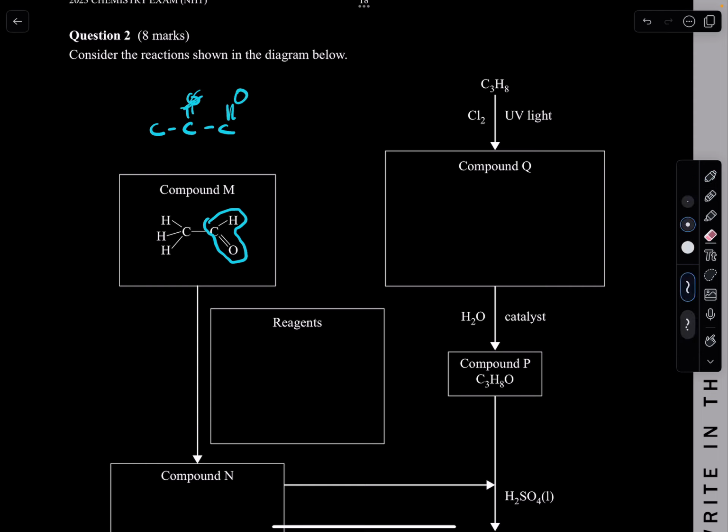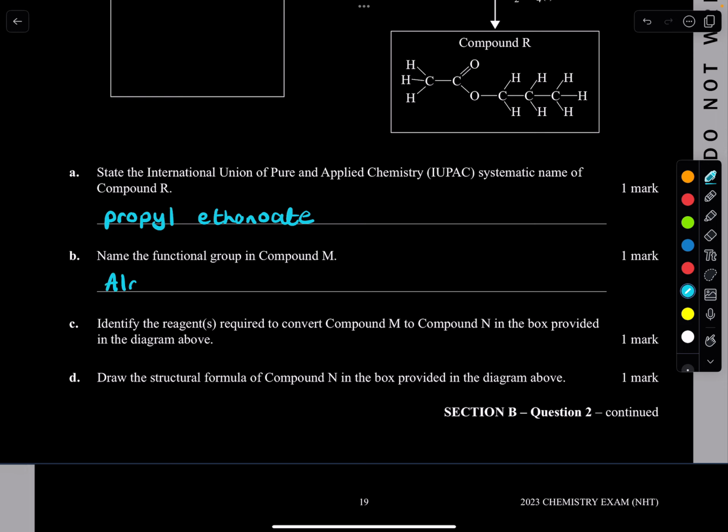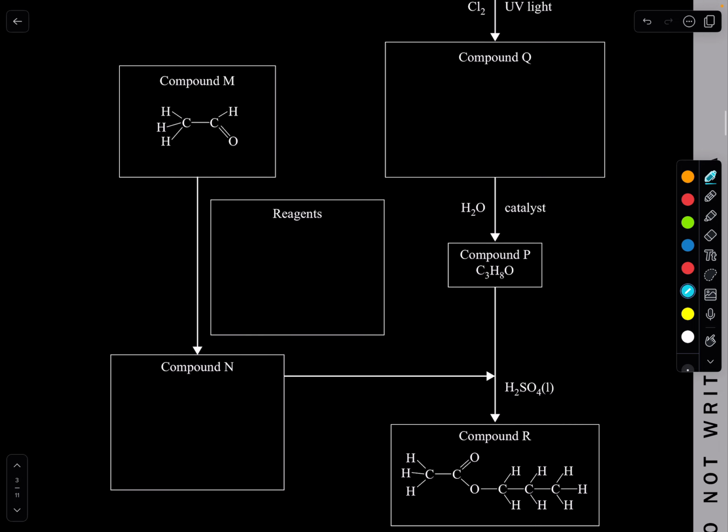Because if it is, it's called an aldehyde, where you'll have a hydrogen here. And that's what this one looks like. We can see it's a C double O, and there's a hydrogen bonded to it. This is called an aldehyde. So easy. This is an aldehyde. Beautiful. Aldehyde. Next question. Identify the reagents required to convert compound M. Where's M? So this one here.